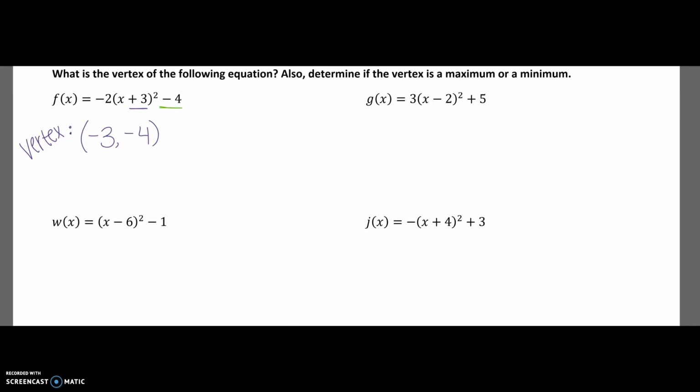It also wants me to determine if the vertex is a maximum or a minimum. We can determine if our vertex is a maximum or minimum by determining which way our parabola is open. In this case, since our equation has an a value that is negative, that means our parabola is open down. So it'll look something like this. My vertex will be up here. So since my vertex is at the top of the parabola, we'll call that a maximum.